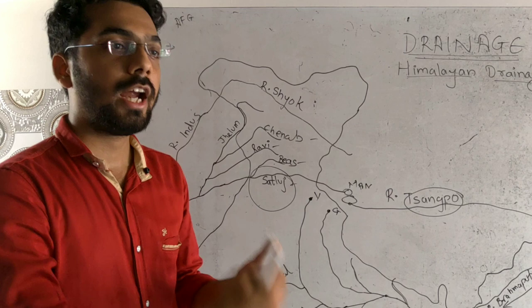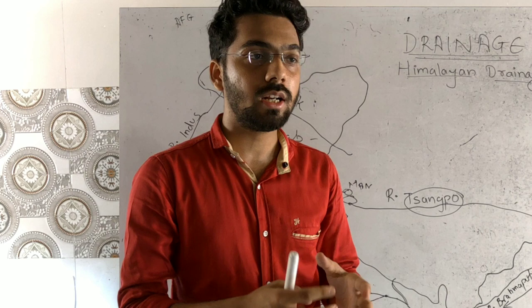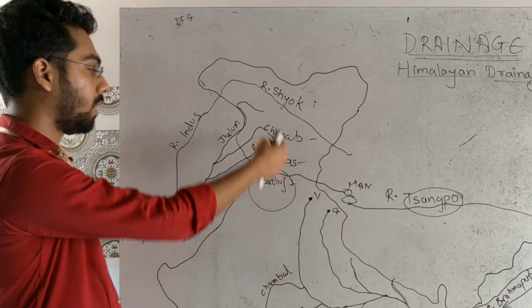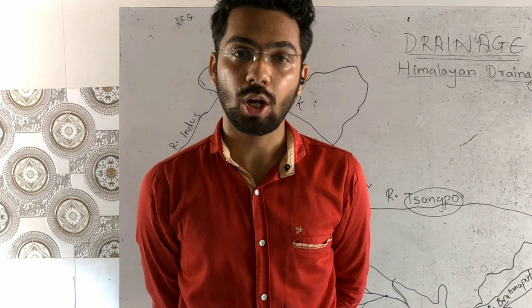And after meeting this river, the Indus river flows through Pakistan and meets the Arabian Sea. So this is how the Himalayan drainage, which includes the rivers going into the Arabian Sea, works. Now we will see the Himalayan drainage which is moving towards the Bay of Bengal.